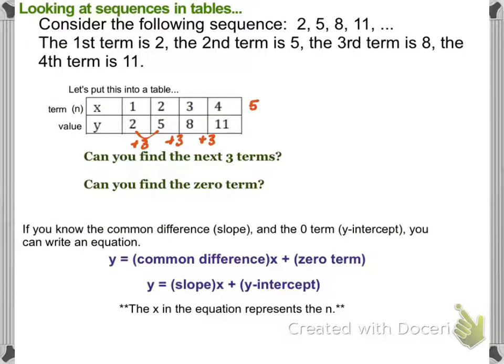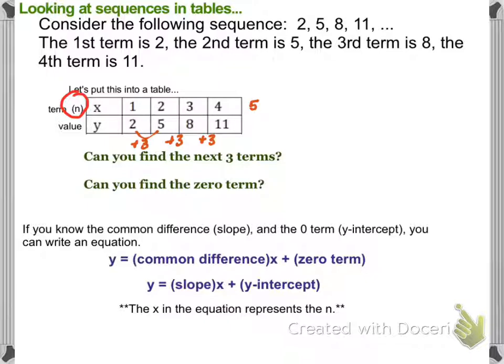This goes up by 3 each time. The n here just means which term it is. So this is like saying that this is the first term, the second term. That's with the x being 1, 2, 3, or 4. Some notations will use an n instead of an x. So depending on which standardized test you're taking, the notation may look a little different.